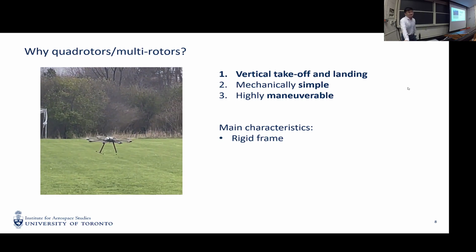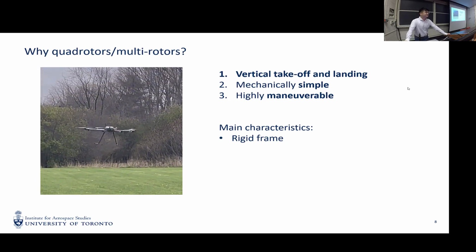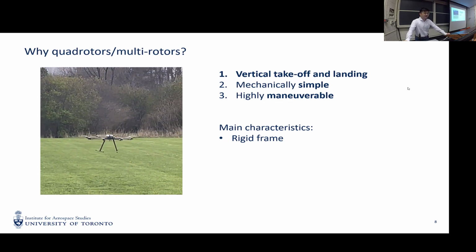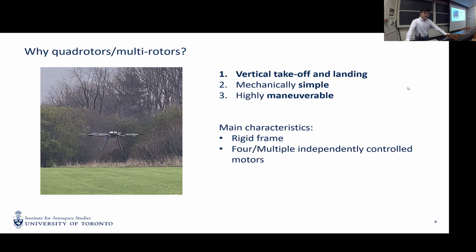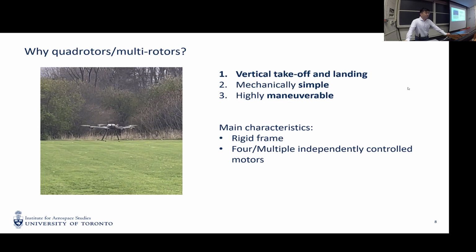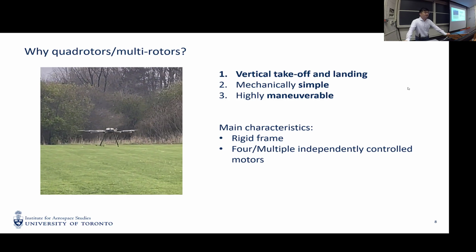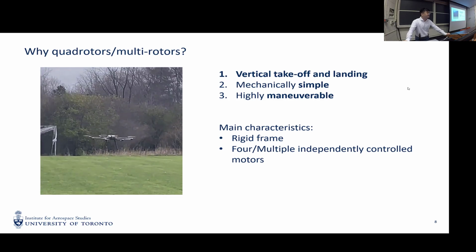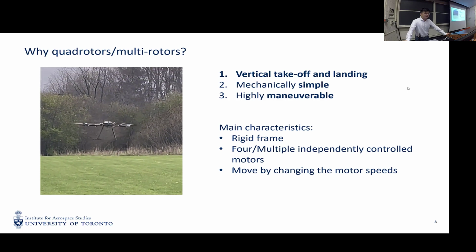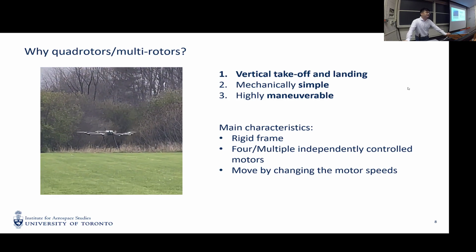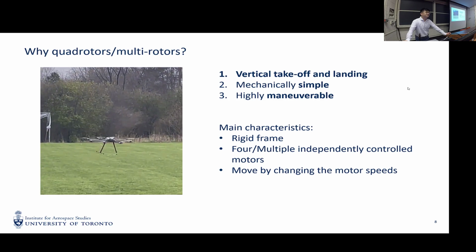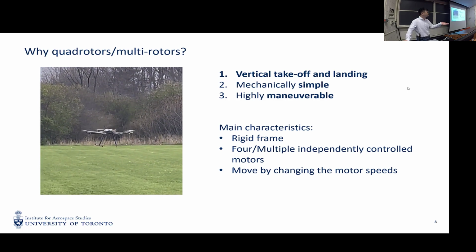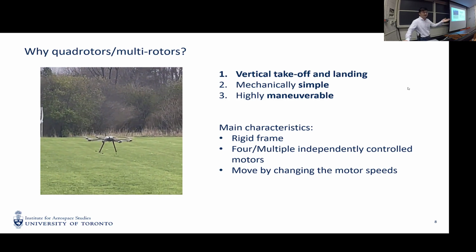The main characteristic of such a flight platform is that they have rigid frames. All the propellers are attached to the rigid frames, so other than propellers, there is no moving part. Usually four or more rotors and propellers are used to control the motion of the quadrotor. Each motor can be controlled independently, so the entire motion of the vehicle is controlled by varying the speed of each rotor. By varying speed, you can control the attitude and the thrust. So basically, you can control the entire motion of this platform.